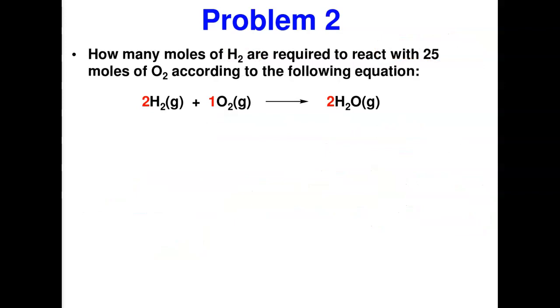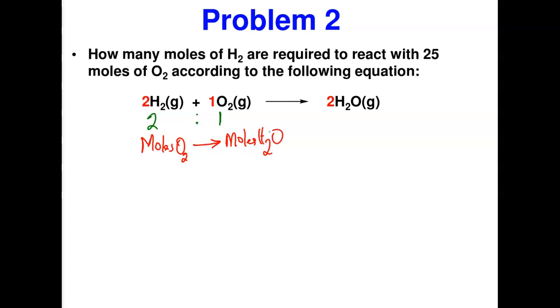The next problem says, how many moles of hydrogen are required to react with 25 moles of oxygen? Again, let's see what we need to do here. Again, the relationship is between hydrogen and oxygen. So the relationship is 2:1. So basically we still started with the oxygen. My major preoccupation is to convert from moles of oxygen to moles of hydrogen. That is what I'm looking for.